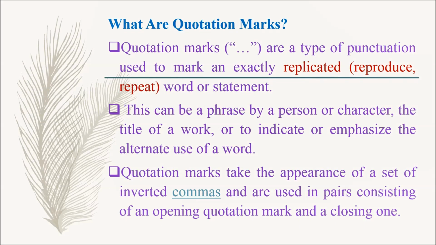Next, we are going to learn about what are quotation marks. Quotation marks are a type of punctuation used to mark an exactly replicated word or statement. Here, replicated means reproduce or repeat. So, what are quotation marks? Quotation marks are a type of punctuation used to mark an exactly replicated word or statement.